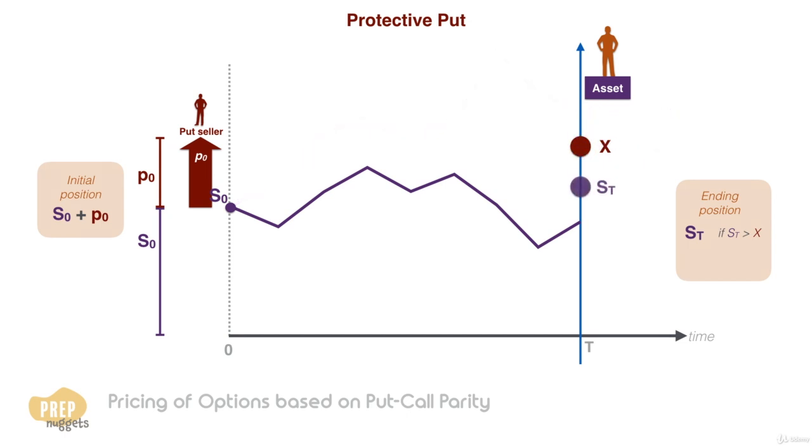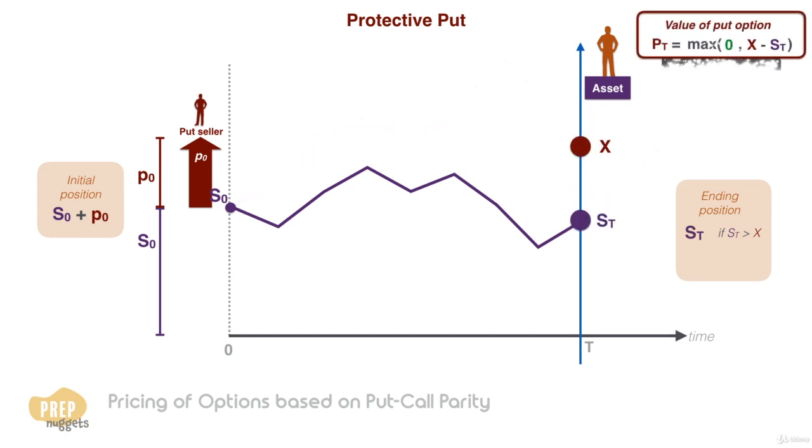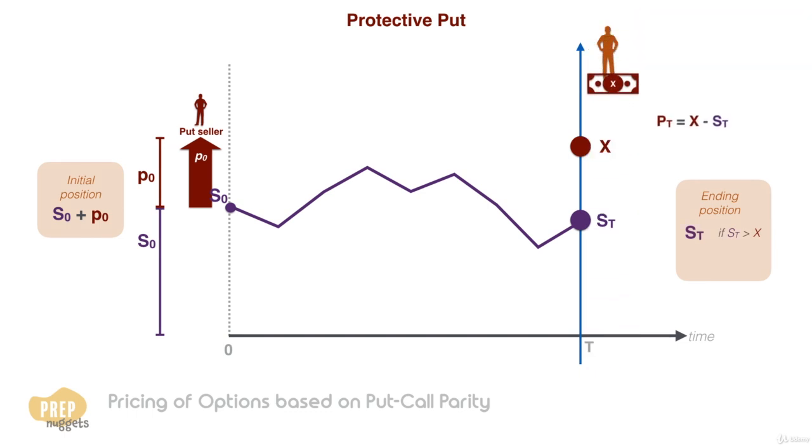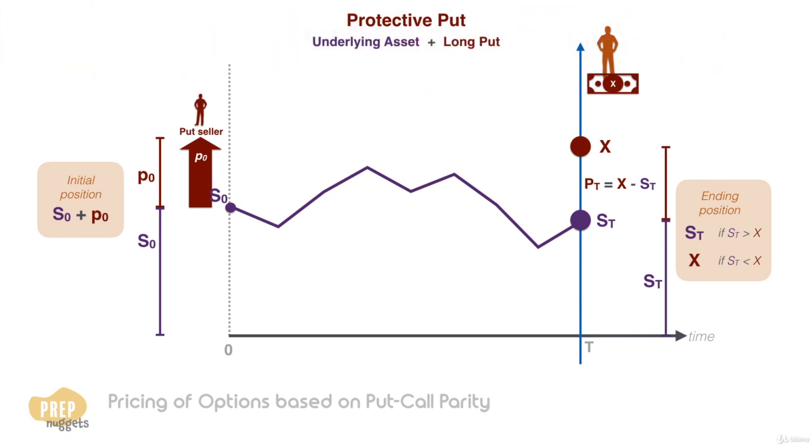If ST ends up lower than the exercise price, the investor would exercise the put. He will sell the asset for X dollars. Under this scenario, where the put option expires in the money, the investor's ending position becomes X. So in essence, a protective put is a strategy made up of a long position in the underlying asset coupled with a long position in the put option. We shall now find out why it's called a protective put.